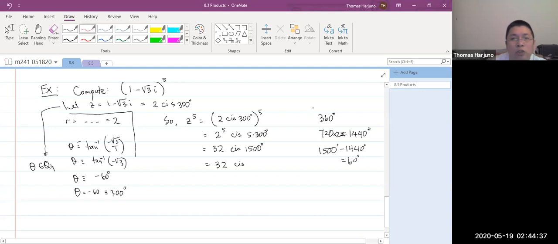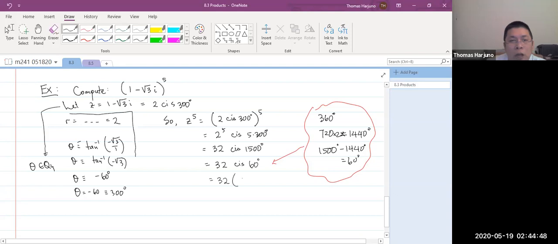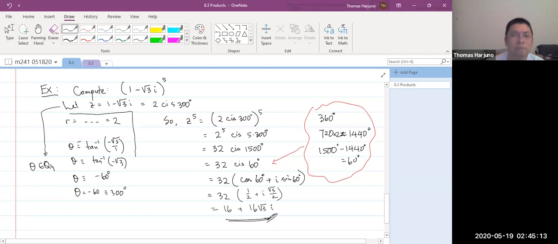So this is my scratch work. It is 60 degrees, so this is equal to 32 times cosine 60 degrees plus i sine 60 degrees. That is 32 times 1/2 plus i times radical 3 over 2. That's 16 plus 16 radical 3 i. That's a lot faster.